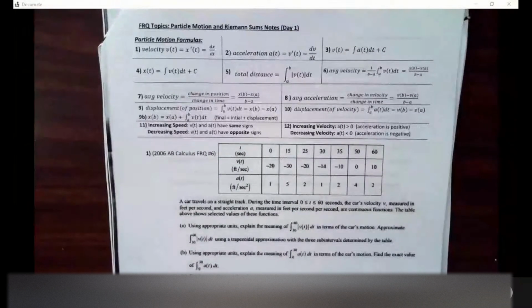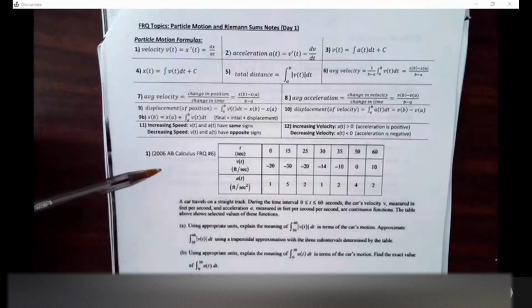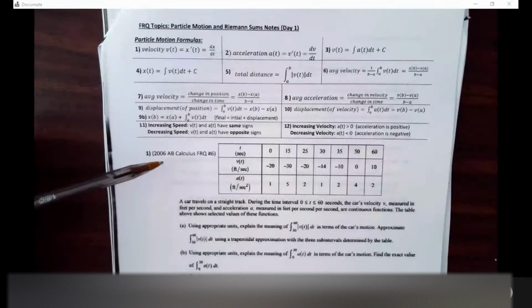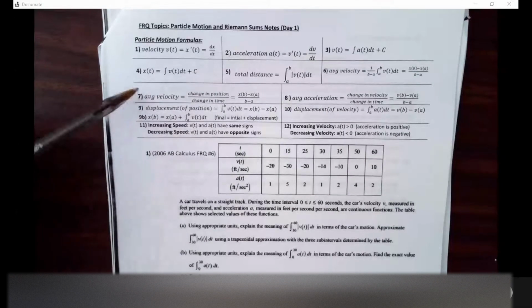Particle motion and Riemann sums. These two topics are not necessarily always overlapping, but I picked ones where they did overlap so we can explore both of these topics within a problem. But let me review a little bit of particle motion, just some of the formulas that we're going to potentially need, or also some connected information that is good to know.